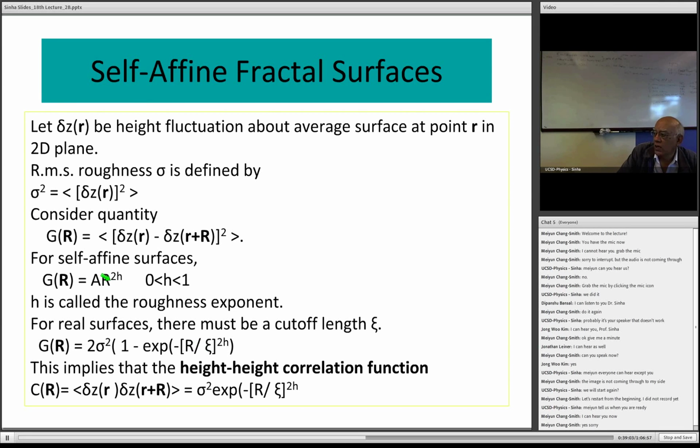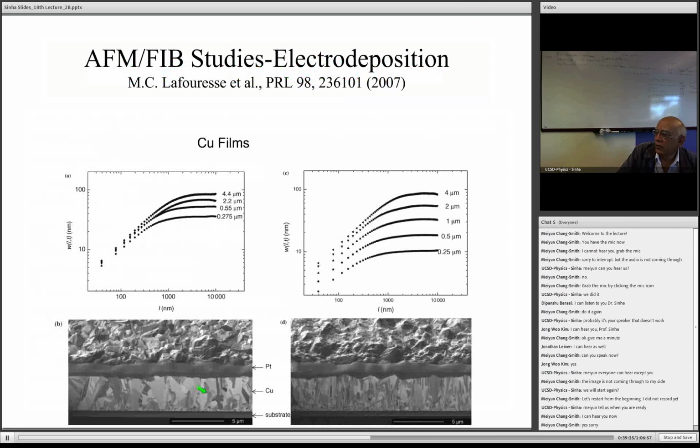And this implies that the height correlation function, which I call C of R, which is the correlation function between the height fluctuation at point R and point R plus R, this form implies that it's given by this stretched exponential function here, which kills this correlation at very large R and becomes just sigma squared when R is very small, and when it's essentially 0. Okay, can we go to the next?